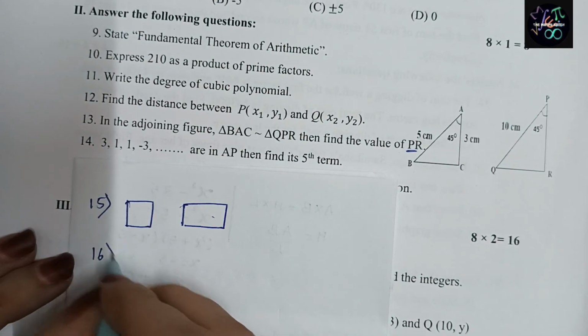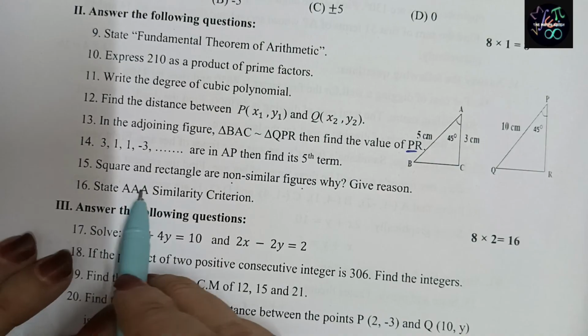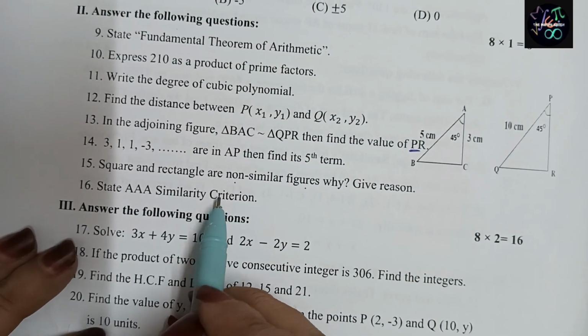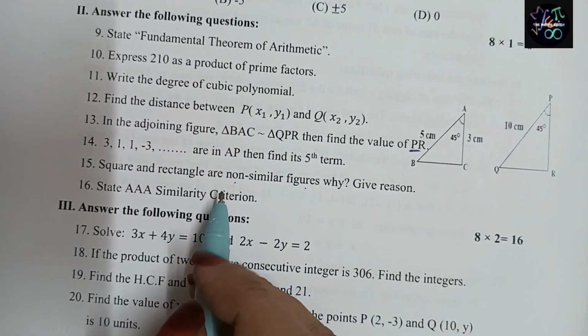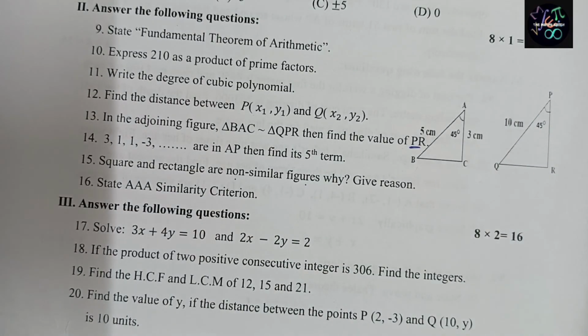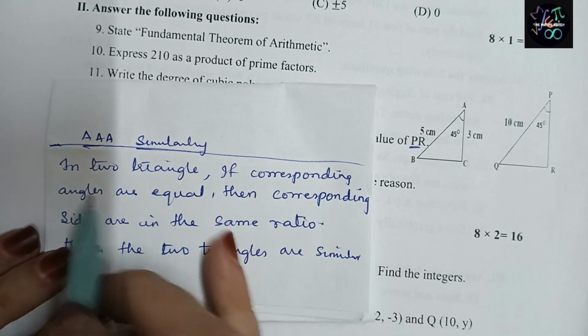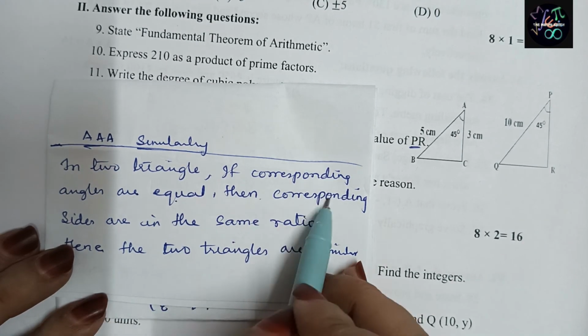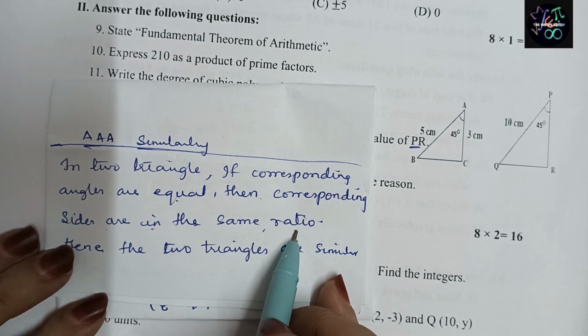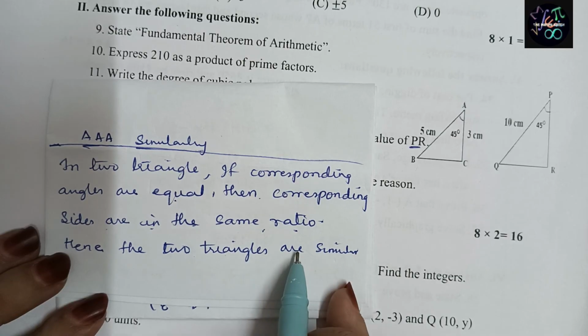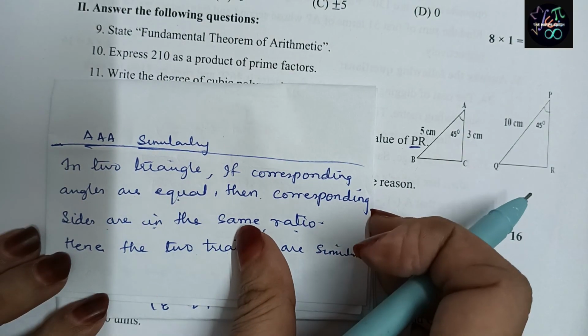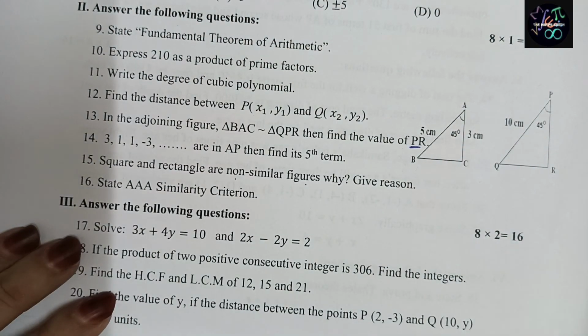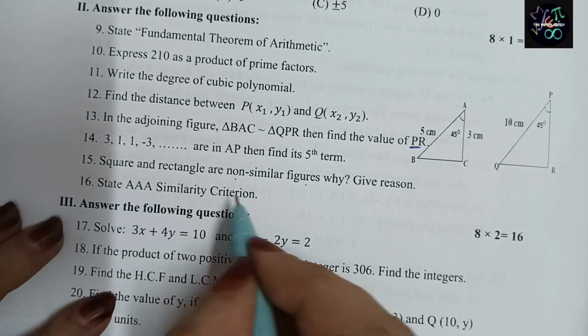So 16, let us see what they have given here. State the AAA similarity criterion. Here only the statement we have to write. I have written it already. So I'll show you what the AA similarity criterion states. We all know that in two triangles, if corresponding angles are equal, then their corresponding sides are in the same ratio. Hence, the two triangles are said to be similar.